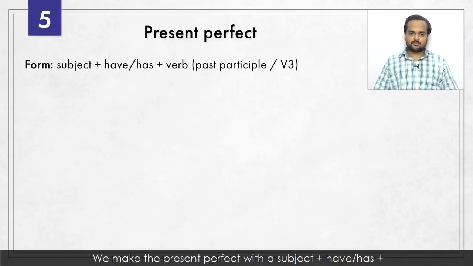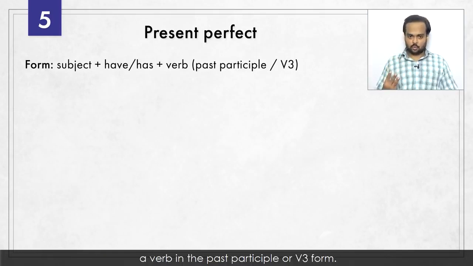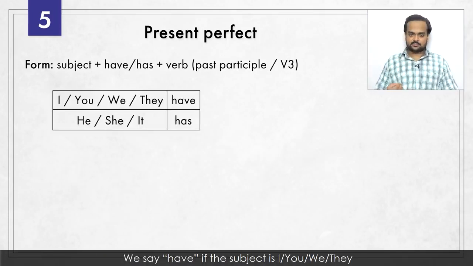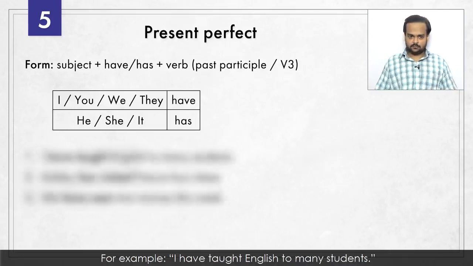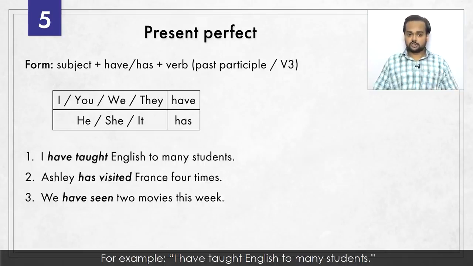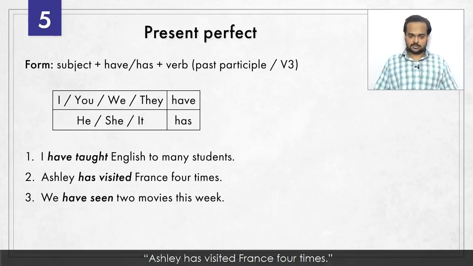We make the present perfect with a subject plus have or has plus a verb in the past participle or the V3 form. We say have if the subject is I, you, we, or they, and has if the subject is he, she, or it. For example, I have taught English to many students. Ashley has visited France 4 times. We have seen 2 movies this week. The present perfect tense has 2 main uses.